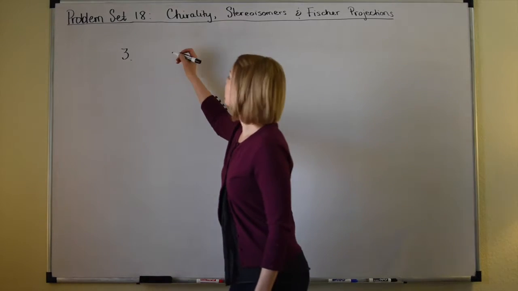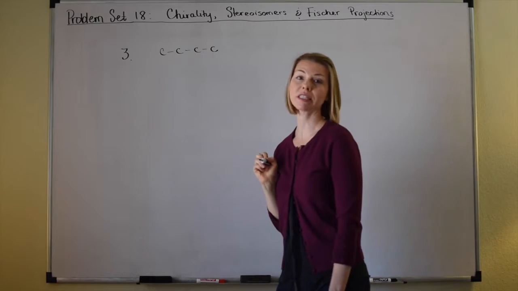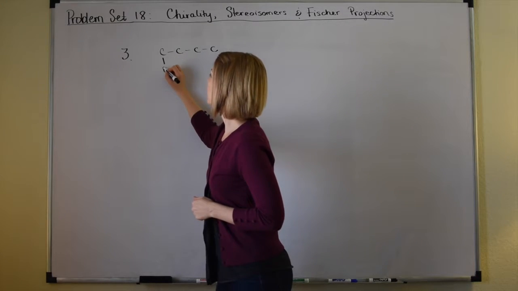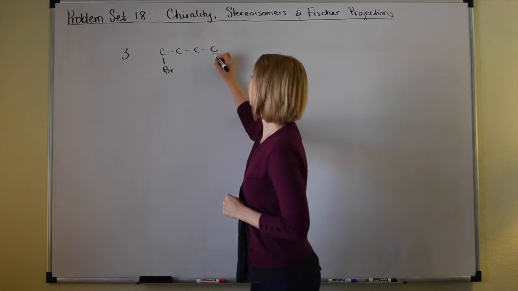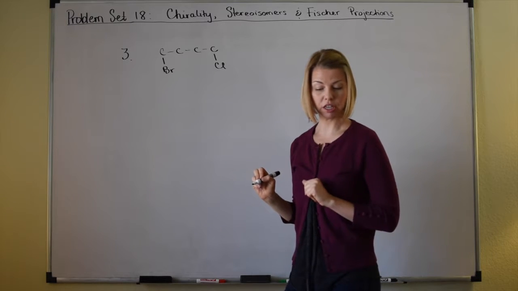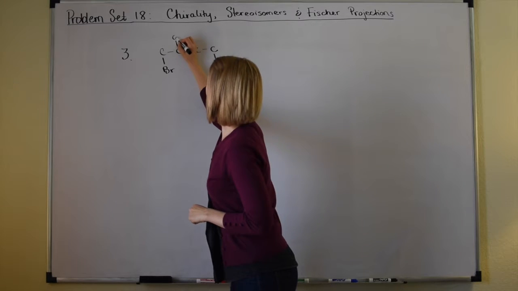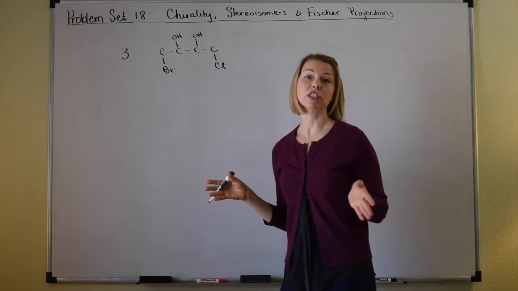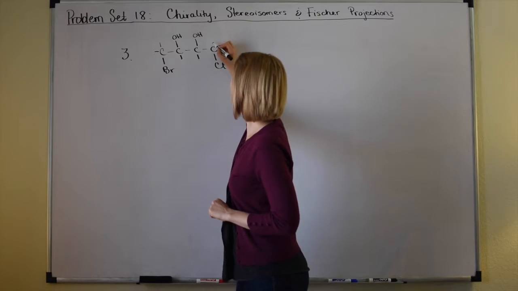So it's a butane once again, so 1, 2, 3, 4 carbons. At the 1 position, we have a bromine. At the 4 position, we have a chlorine. And at the 2 and the 3 position, we have alcohol functional groups. So I'll write them up. Everything else is a hydrogen. I'm just going to draw lines to my hydrogen.